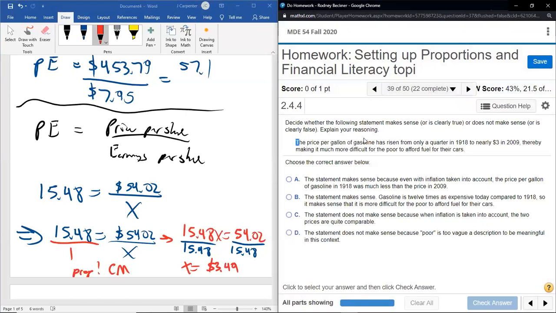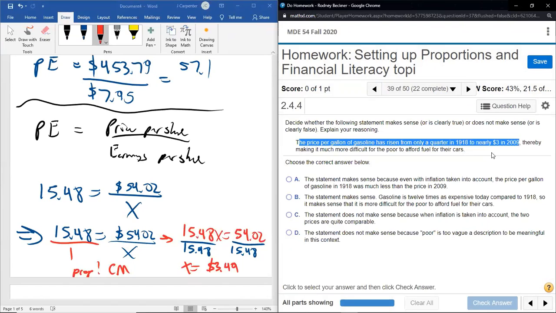They're saying the price per gallon of gasoline has risen only from $0.25 in 1918 to nearly $3 in 2009, thereby making it much more difficult for the poor to afford fuel for their cars. So in 1918, gasoline was about 25 cents per gallon. That's what they're saying. I'm not fact checking that. Roughly 90 years later, it's about $3 a gallon. And we're in that ballpark right now as well when you consider all the different types of fuels.